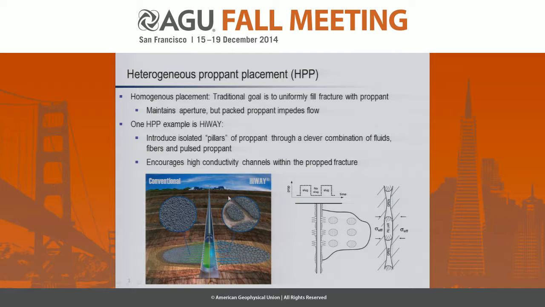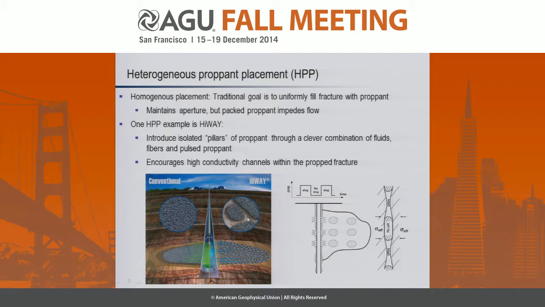And so at Schlumberger and elsewhere in the industry, concepts have been developed to try to induce a heterogeneous or patchy distribution of proppant within the fractures, with the goal of having open channels between them through which you can produce the fluids much more efficiently.